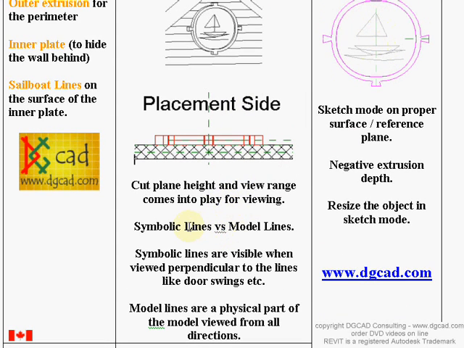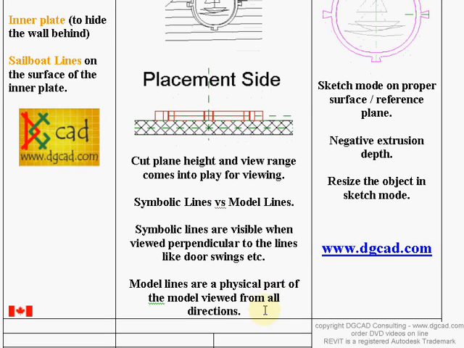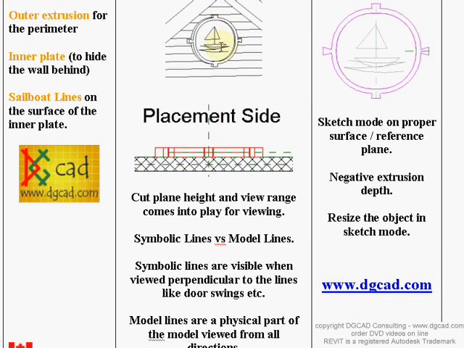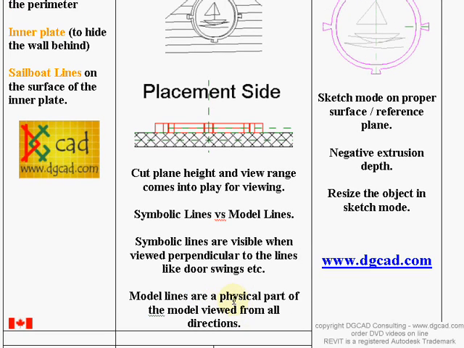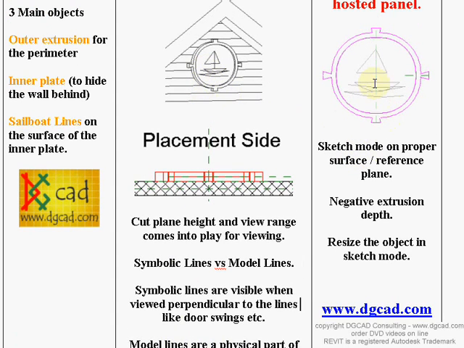Now we have two different types of line work we can put on here: symbolic lines versus model lines. These are all model lines. Model lines are a physical part of the model, and they are viewable no matter what direction. So it's real physical lines that sit on the surface. If you put symbolic lines, it's more like a door swing, a line that is only visible when you are looking perpendicular to the lines themselves. Symbolic lines are not really physically part of the model. If you want any decoration or line work to show up in any view, then you're going to use model lines.